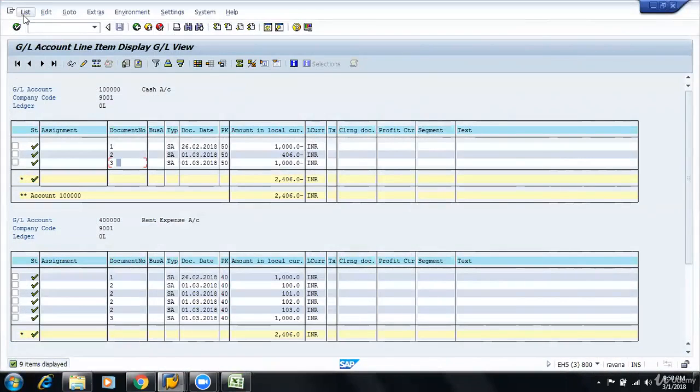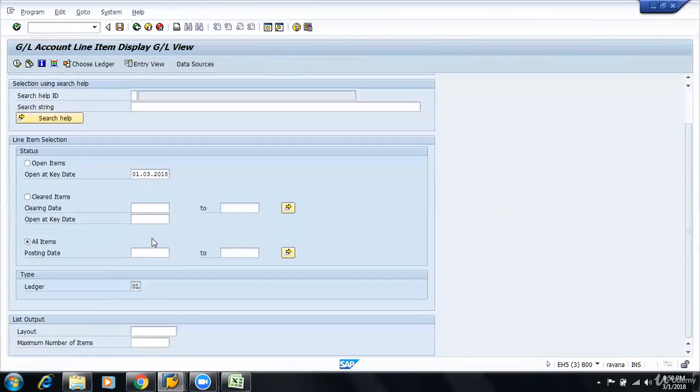Here we are. Let's refresh. Where? I don't see it anywhere. The document number 4, I have already refreshed it. No. All right. So you understand?